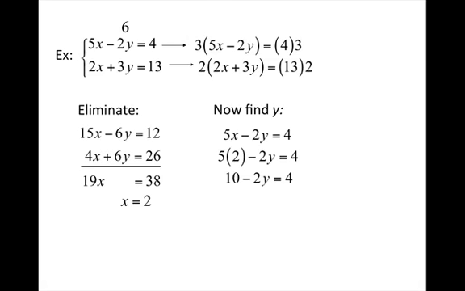This gives me 10 minus 2y equals 4. We'll solve for y. I begin by subtracting 10 from each side, so I get negative 2y equals negative 6. And finally, divide each side by negative 2, and you get y equals 3.